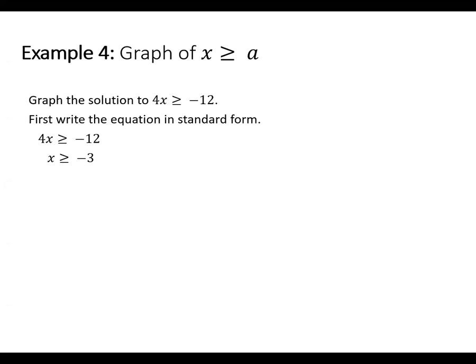So we're going to divide both sides by 4. And we get x is greater than or equal to negative 3. So now when we do that, what we're looking at is we're really trying to graph that line, x equals negative 3. That is a vertical line. And then it says we want everything where x is greater than or equal to negative 3.